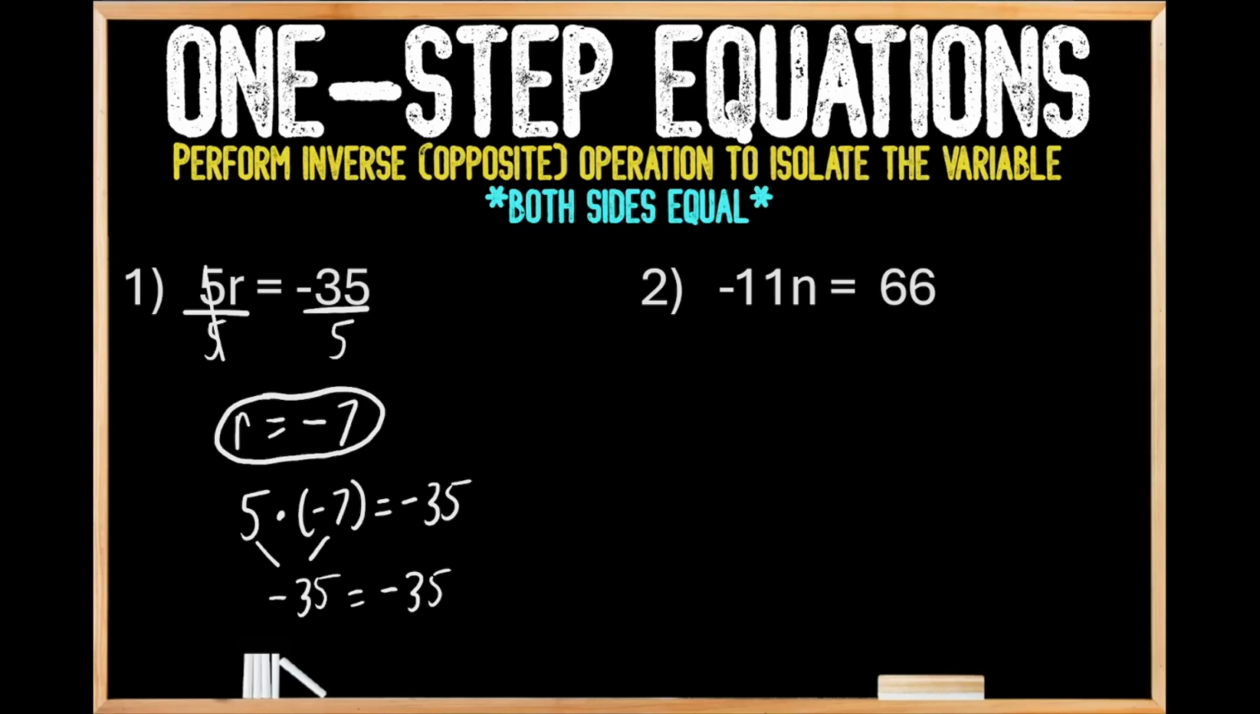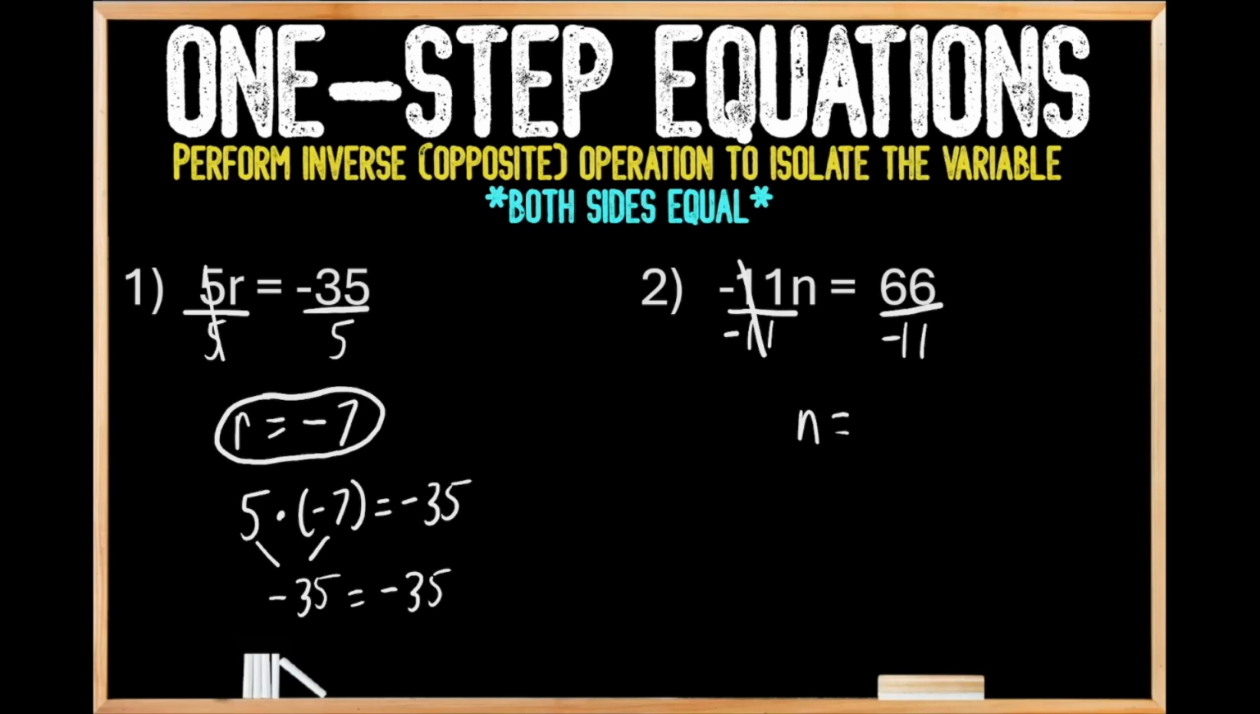So here, our variable of n is being multiplied by negative 11, so that means that we're going to be dividing the left-hand side of this equation by negative 11, but we need to make sure that we keep both sides equal, so we're also going to be dividing the right-hand side of this equation by negative 11 as well. Starting with the left-hand side, multiplying by negative 11 and dividing by negative 11 cancel each other out, so now our variable of n is isolated.